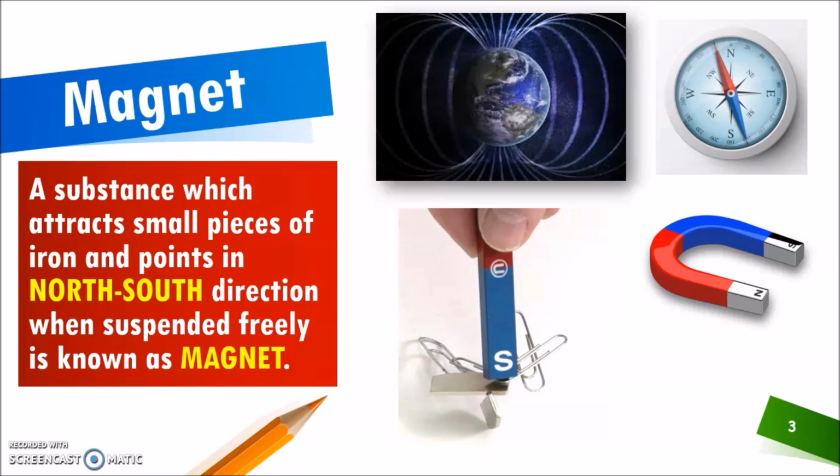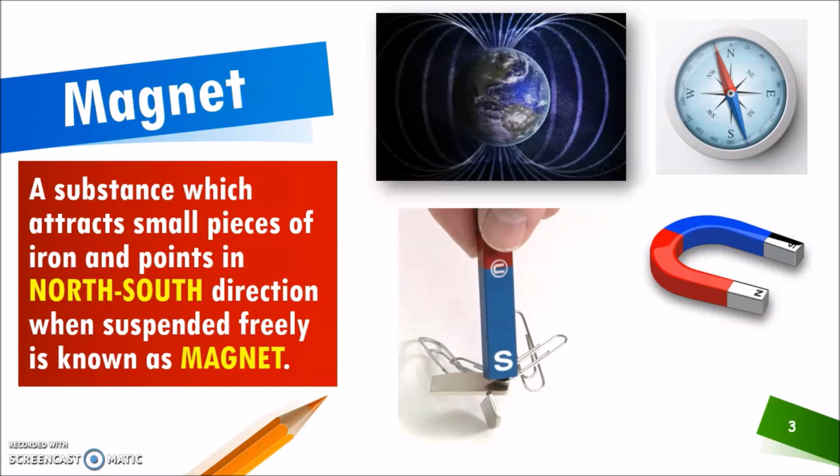Now, as we know, current has two effects: the heating effect of electric current and the magnetic effect of electric current. These two effects are also known as chemical effects of electric current. So in this chapter we are going to study the magnetic effects of electric current, and for this we have to start with the magnet. Now what is a magnet?